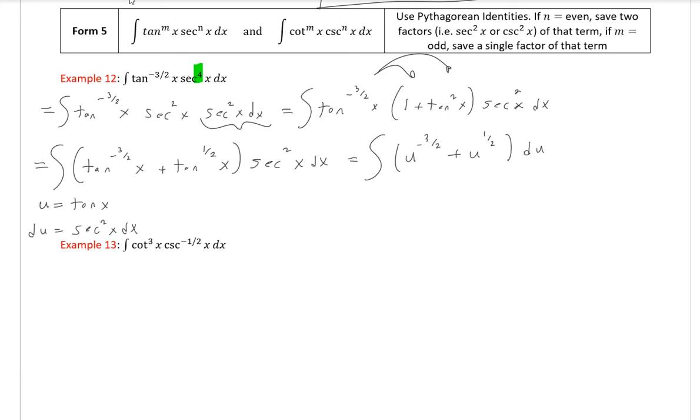Now solving this, the exponent would increase to u to the negative 1/2. We have 1 over that. Plus 1/2 would increase to u to the 3/2, and so we have 1 over that. Plus c. And then substitute in our tangent functions, which we set as u, to get -2 times tangent to the -1/2 x plus 2/3 tangent to the 3/2 x plus c.